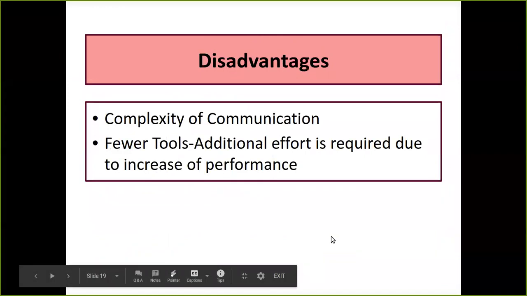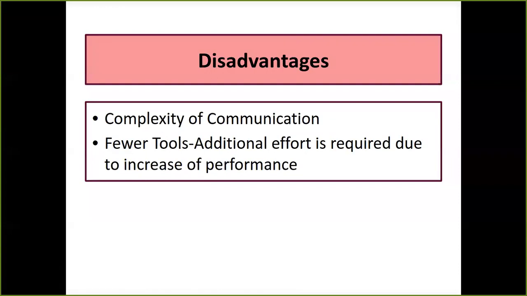now we'll see about the disadvantages, very few, with this tier architecture. First is the complexity of communication, because we are remotely located. All my three layers are remotely connected with each other. So there will be some complexity whenever I build communication between all the three, and there will be fewer tools available, where I have to put in more additional effort to maintain performance in all the three layers, in all the three tiers. I have very few tools available, so I have to try my maximum with my application logic and with my code to increase the performance.